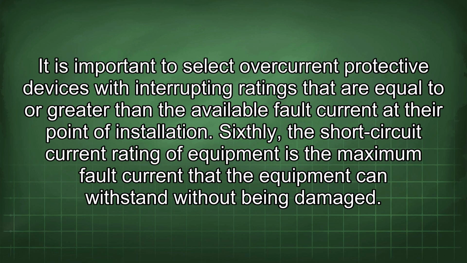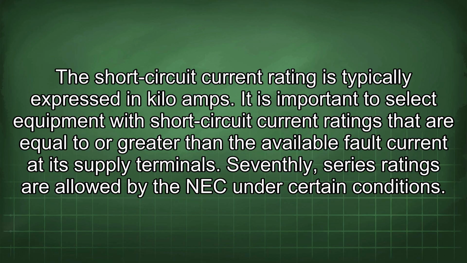It is important to select overcurrent protective devices with interrupting ratings that are equal to or greater than the available fault current at the point of installation. Sixthly, the short circuit current rating of equipment is the maximum fault current that the equipment can withstand without being damaged. The short circuit current rating is typically expressed in kiloamps. It is important to select equipment with short circuit current ratings that are equal to or greater than the available fault current at its supply terminals.